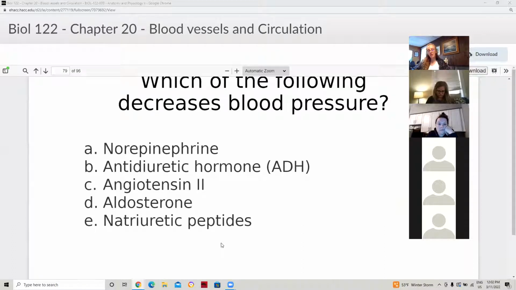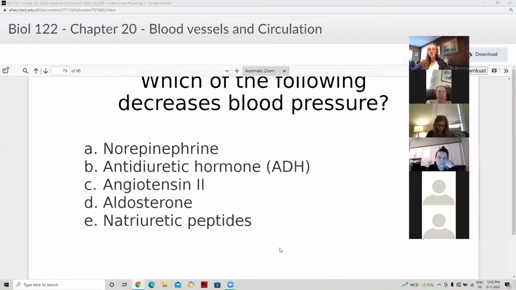It won't be on your exam, which will open up later tonight. It was a smart book question, which is why I questioned it. I knew it was not norepinephrine, but it's ANP, right? Yes, ANP.